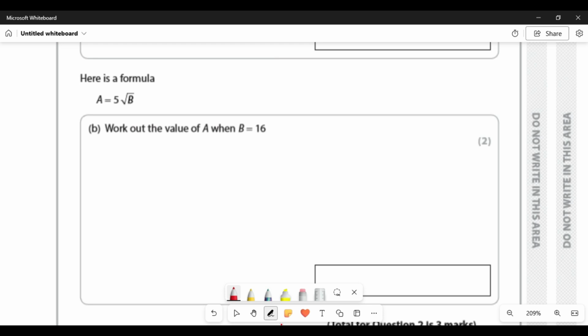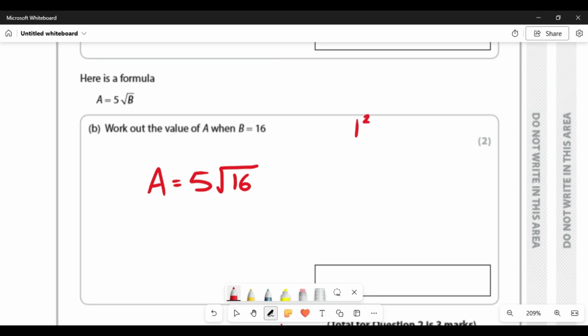Then it says, here is a formula, a equals 5 square root b. Part B says, work out the value of a when b is 16. So let's replace the b here with a 16. Hopefully you know what this symbol means, the square root, which is the opposite of square. So if you know your square numbers, you're going to know your square roots as well. Let me just go up in my square numbers on the side, just to show you guys.